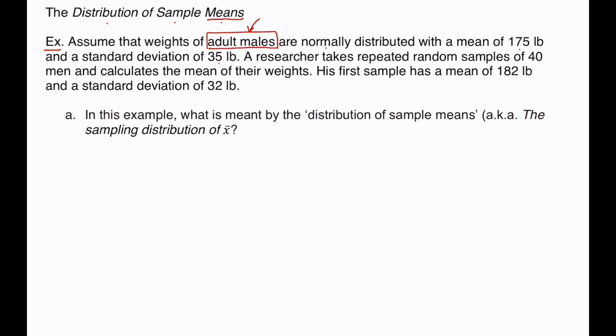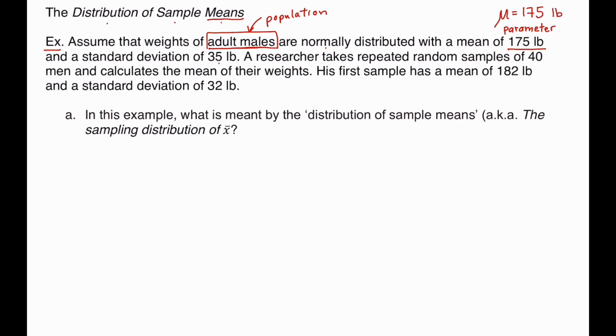Okay, so this is our population that we're studying, that we're interested in. Now, is 175 a parameter or a statistic? This would be a parameter because it describes a population, and that population is the adult males. So the correct notation would be mu is equal to 175 pounds.